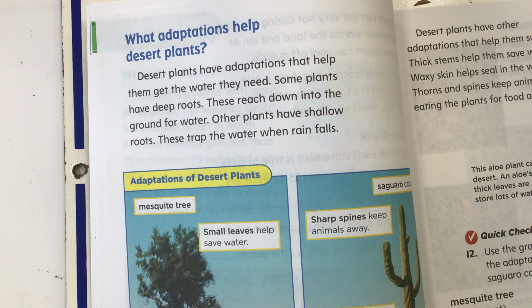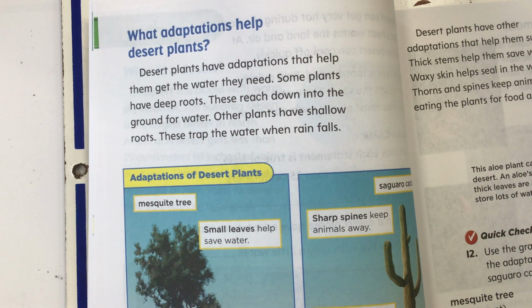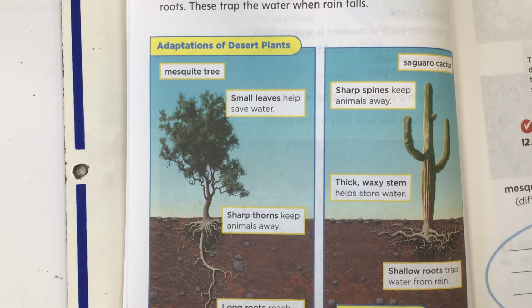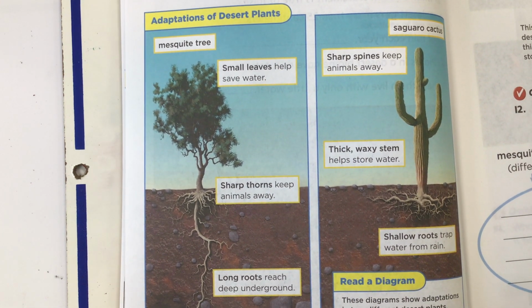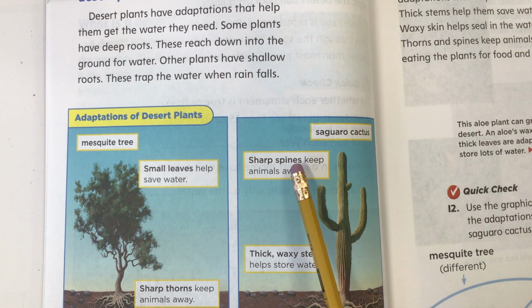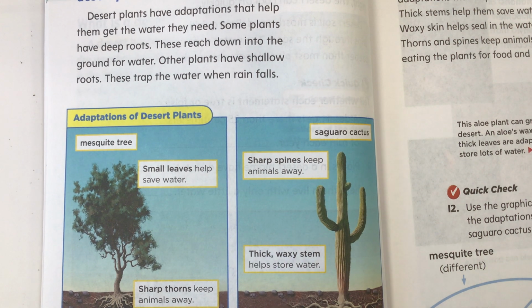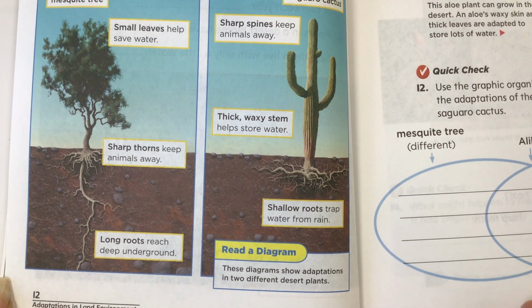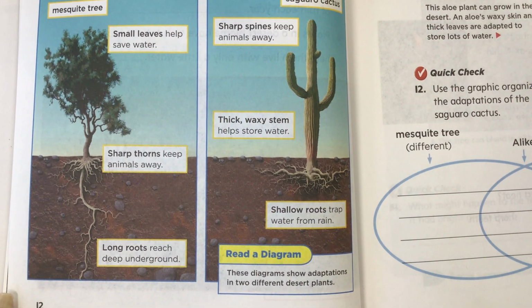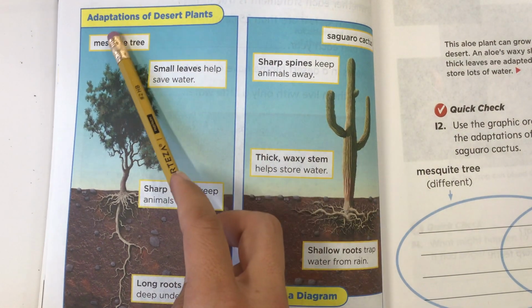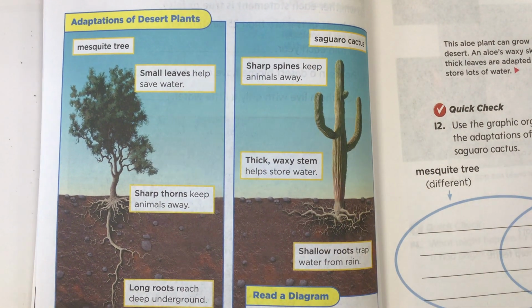Adaptations of desert plants. Mesquite tree. Small leaves help save water. Sharp thorns keep animals away. Long roots reach deep underground. Saguaro cactus. Sharp spines keep animals away. Thick waxy stem helps store water. And shallow roots trap water from rain. Read a diagram. These diagrams show adaptations in two different desert plants. The two desert plants are the mesquite tree and the saguaro cactus.